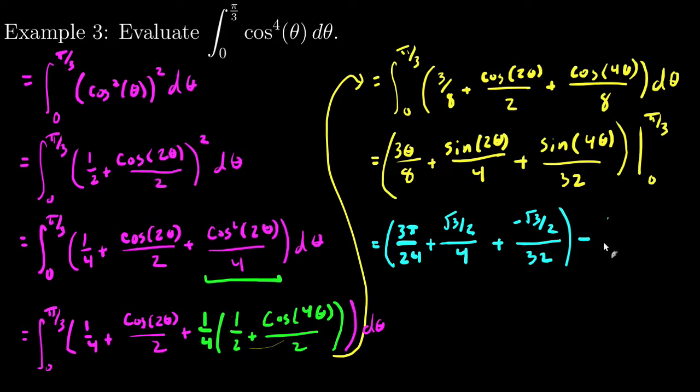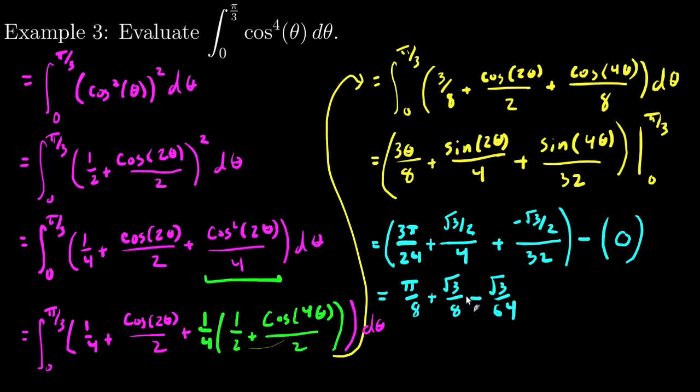And thankfully, when I put in 0, 3/8 times 0 is 0. Sine of 2 times 0, which is sine of 0, is 0. Sine of 4 times 0, which is sine of 0, is 0. So that doesn't make a difference. And now, 3 pi over 24 is equal to pi over 8. Root 3 over 2 divided by 4 is root 3 over 8. Negative root 3 over 2 divided by 32 is negative root 3 over 64.